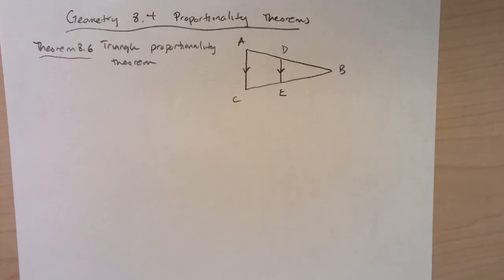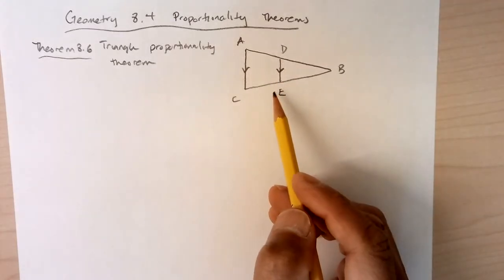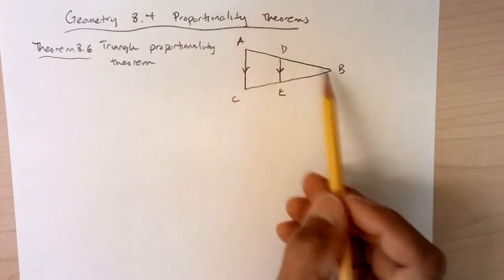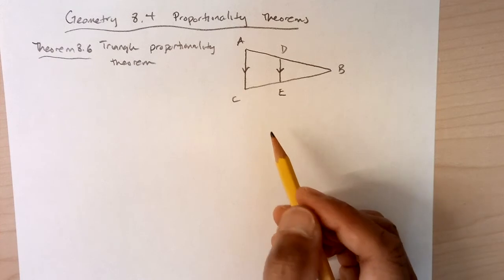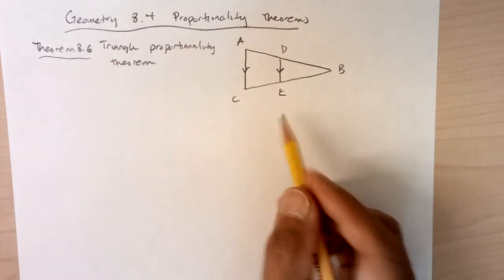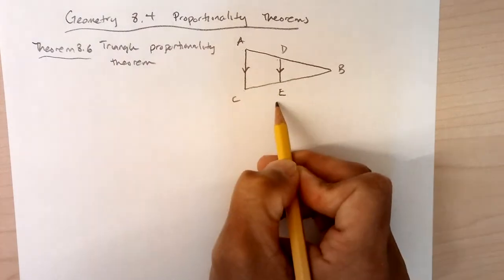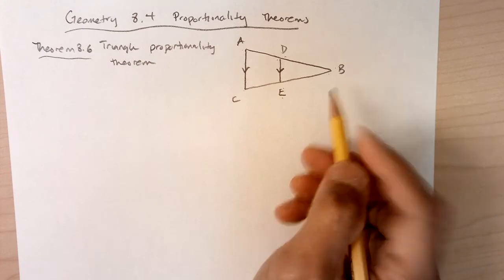So theorem 8.6, the triangle proportionality theorem, states if a line is parallel to one side of a triangle and it intersects two other sides, then it divides those sides proportionally. What I mean by that is if you look at the side lengths AD, CE, DB, and EB, those would all be in proportion.